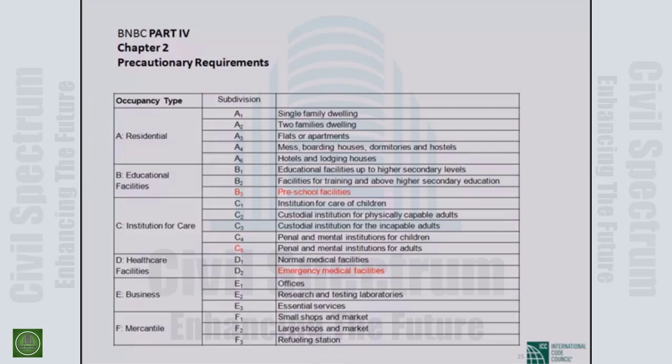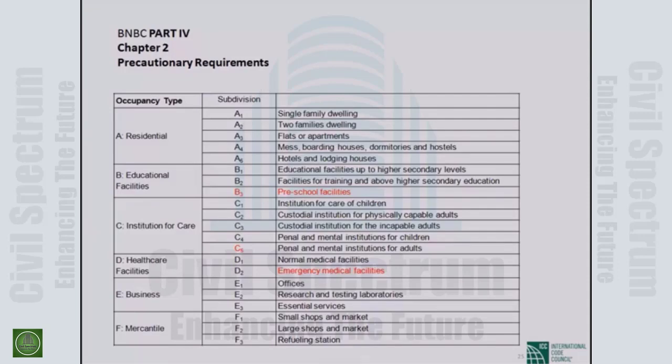As for example, in RAJUK Bidhimala, there is no subgroup B3 preschool facility. There are only 1 and 2. At the same time, in the institution, in the C, in the RAJUK Bidhimala, there is no C. Another thing I would like to say specifically, that is very difficult to understand, is the healthcare facility, D1, D2. Here it is written as a normal medical facility in our BNBC, and D2 we say is the emergency medical facility. It's difficult to understand the difference between these two.